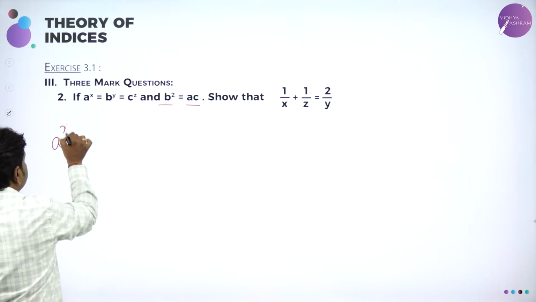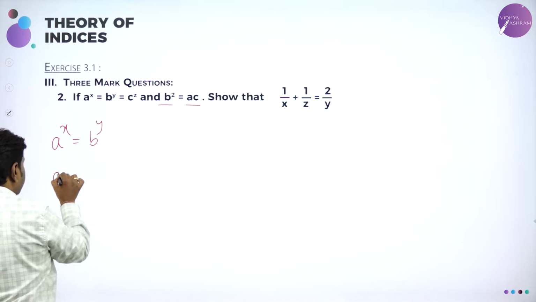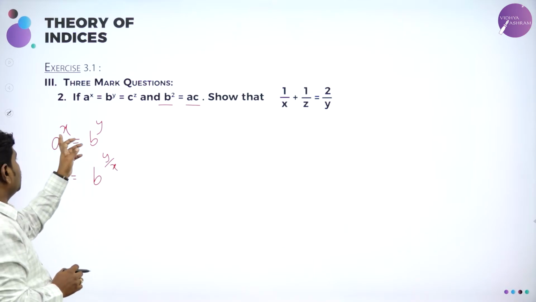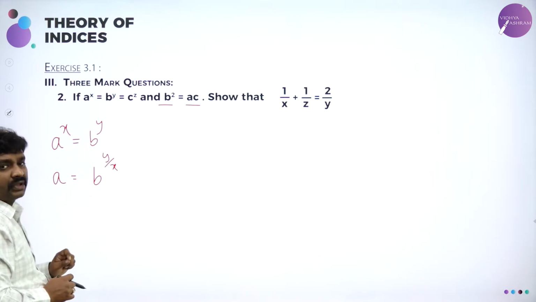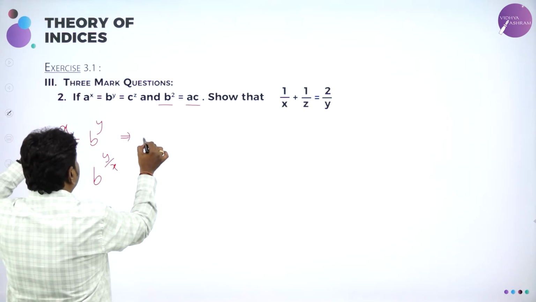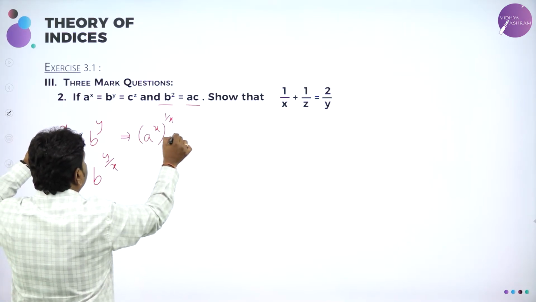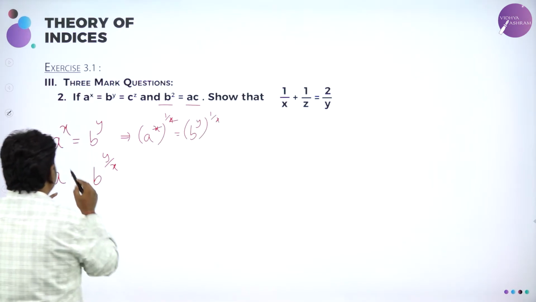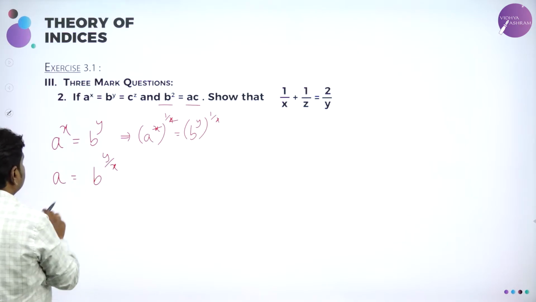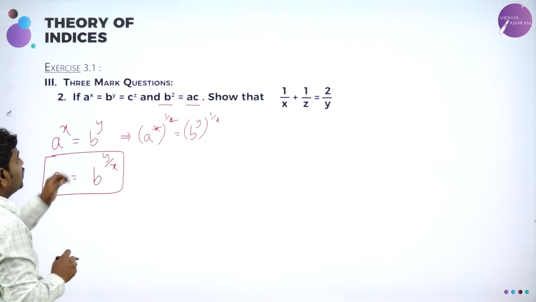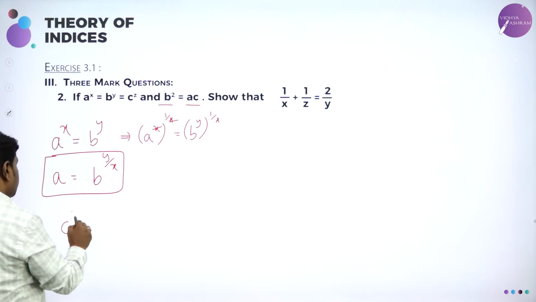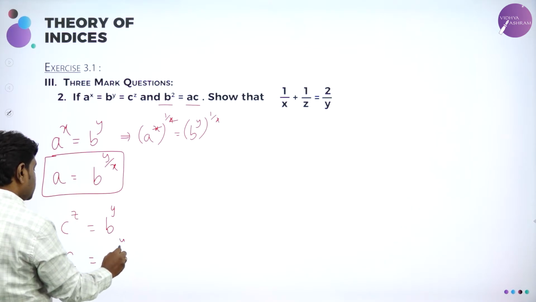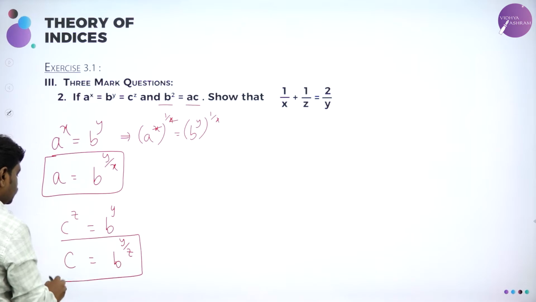Here a^x is b^y. Simple, a will become b^(y/x). Take power 1/x on both sides. By law of indices, these two cancel and it will become y/x, or directly if x goes that side it will become y by x. So now you got a in terms of b. Similarly, get c in terms of b. c^z is equal to b^y. What is c? b^(y/z). Now you got c also in terms of b.